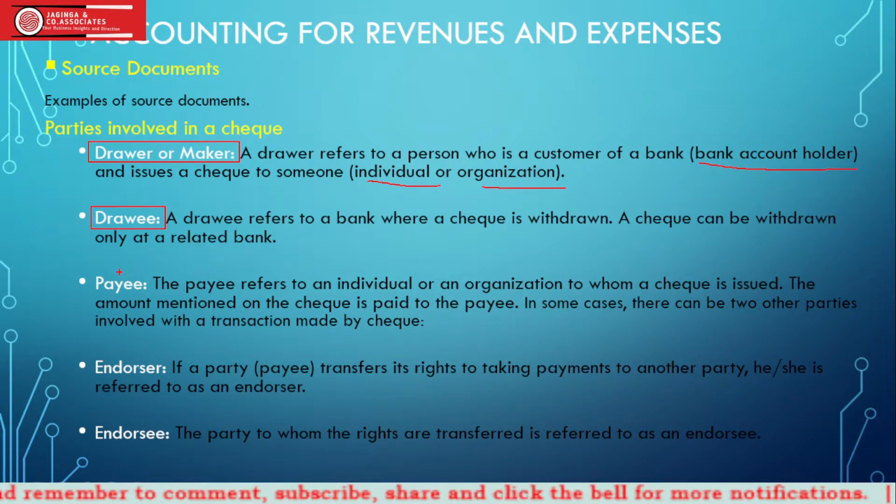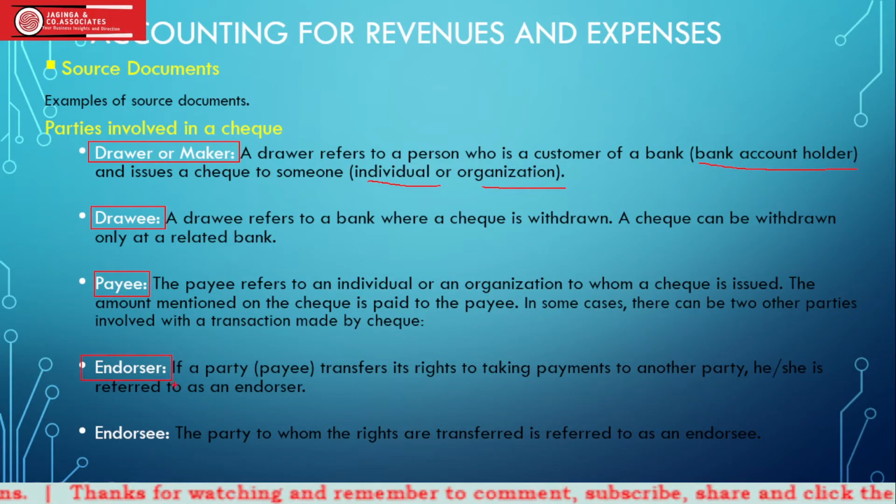And then we have the payee, the person who's supposed to be paid. The payee refers to an individual or organization to whom a check is issued. The amount mentioned on the check is paid to the payee. In some cases, there can be two other parties involved with the transaction made by check. So the payee is the person who is supposed to receive the funds.